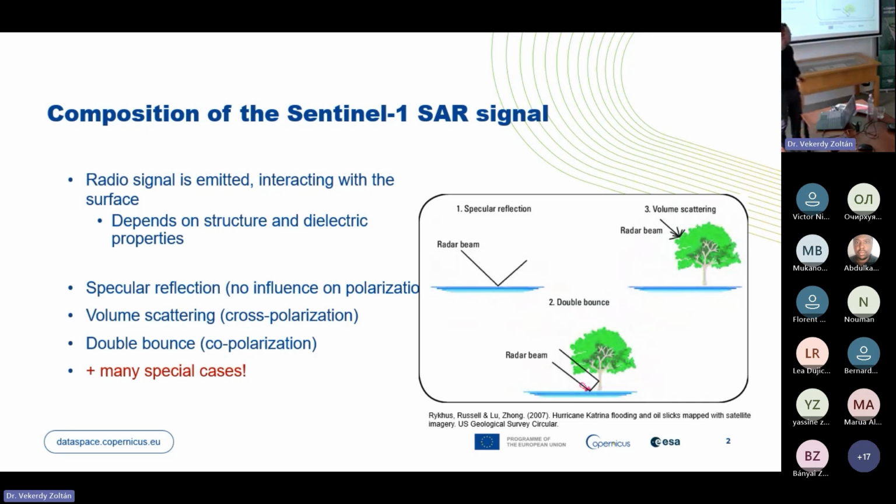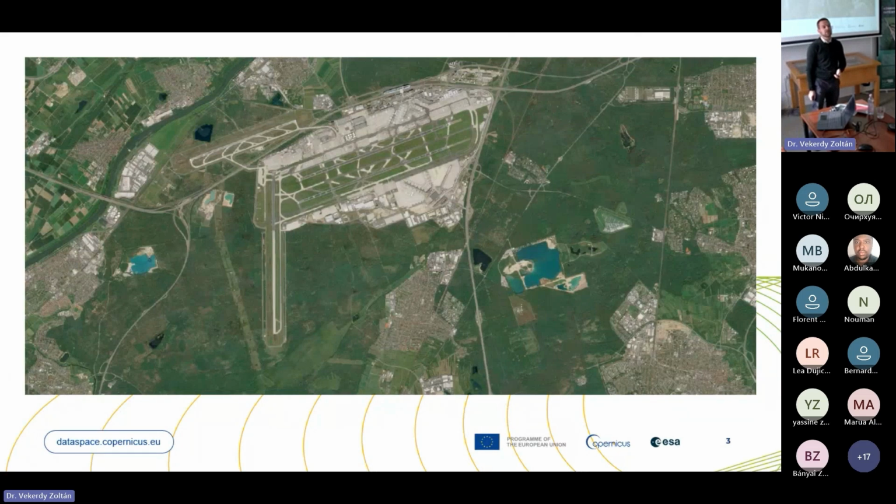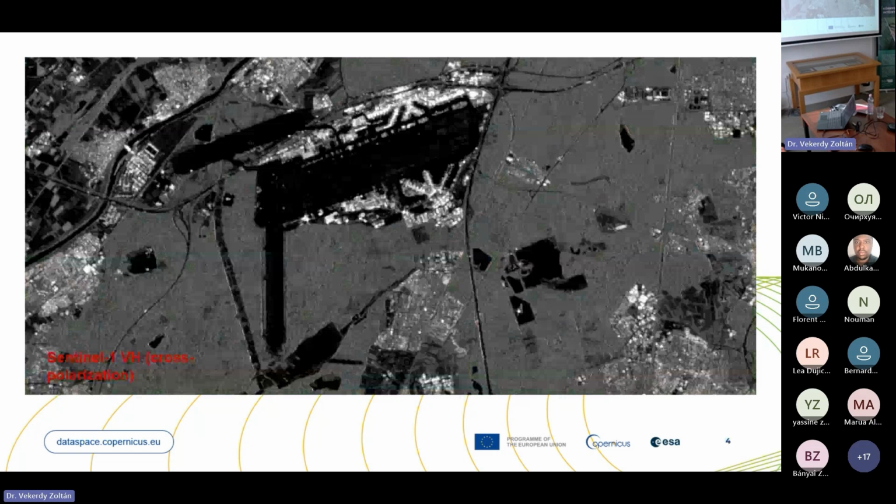So if we move in, this is just a comparison between an optical image and the two registration modes of a radar image. Frankfurt Airport. So what you see here is some forests, a lake, the actual tarmac surface above the runway, some buildings here as well, a river. And so this is the cross polarization, the VH.